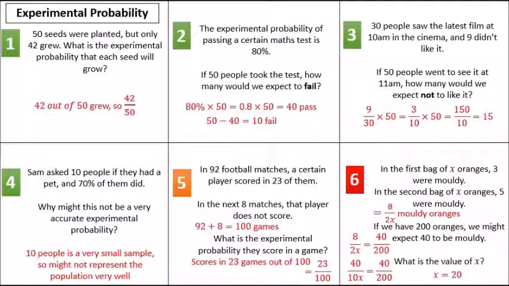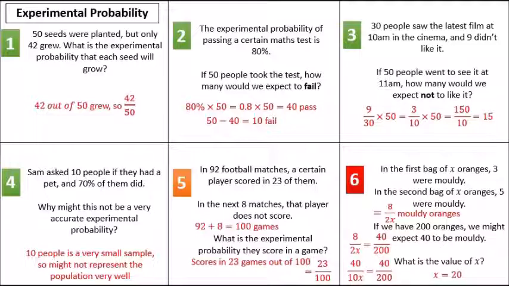For question 6, if we have x oranges in a bag and 3 were mouldy, and in a second bag of the same amount of oranges, 5 were mouldy, that means 8 out of 2x oranges in total were mouldy. If we have 200 oranges, and I tell you that we expect 40 to be mouldy, that means 8 out of 2x will be the same as 40 out of 200, as equivalent fractions.